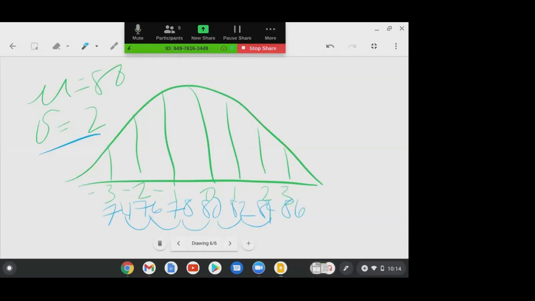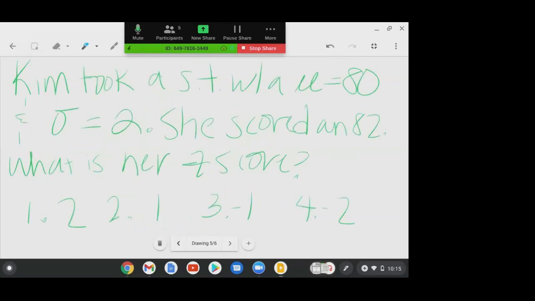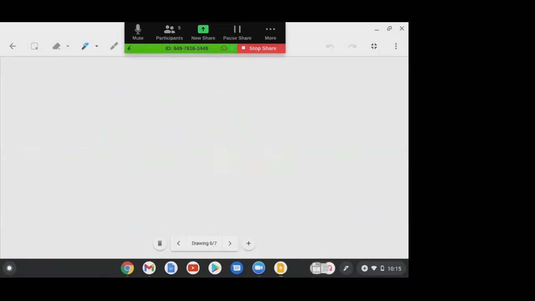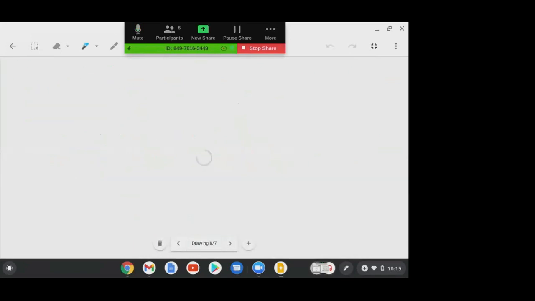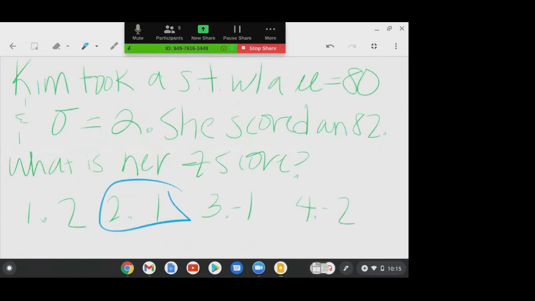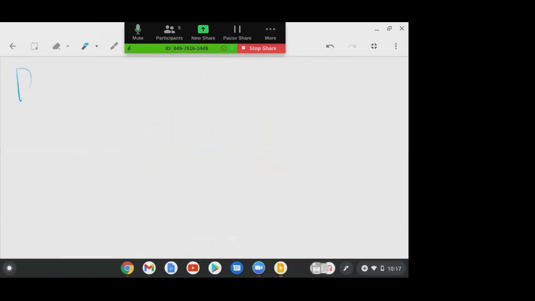Yes. She scored an 82. What is her z-score? I'm going to go down here and find 82. And that has a z-score of 1. So the answer to this question is 1. Does that make sense? Everybody good with that? Yes. Okay.